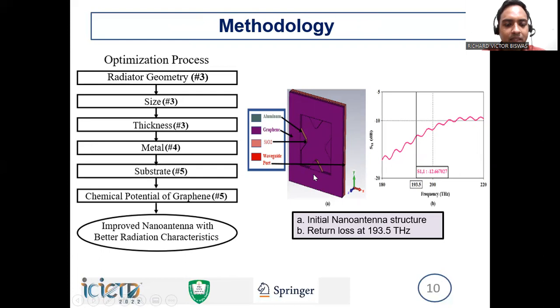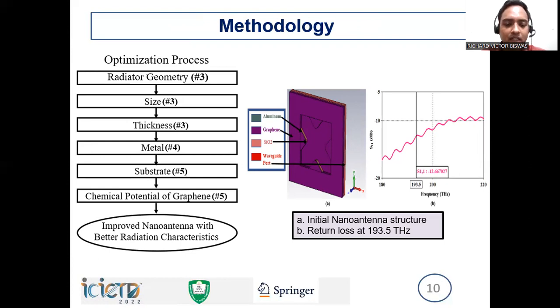As depicted in figure B, the S11 of this nanoantenna is -12.667027 dB at 193.5 terahertz. The directivity, gain, and efficiency are 10.147 dBi, 7.291 dB, and 71.853% respectively, which is not satisfactory.